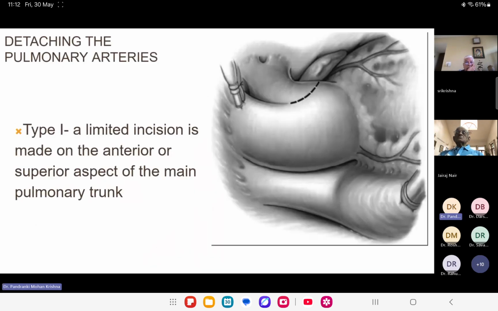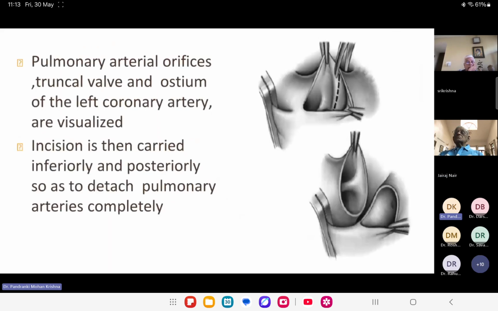So first, detaching the pulmonary arteries, here we have to see it is different in types. That is type 1, only a limited incision is made on the anterior aspect of the main pulmonary trunk like that. And then from there we have to see the truncal valve, the ostium of the left coronary artery, and then the pulmonary arterial orifices.